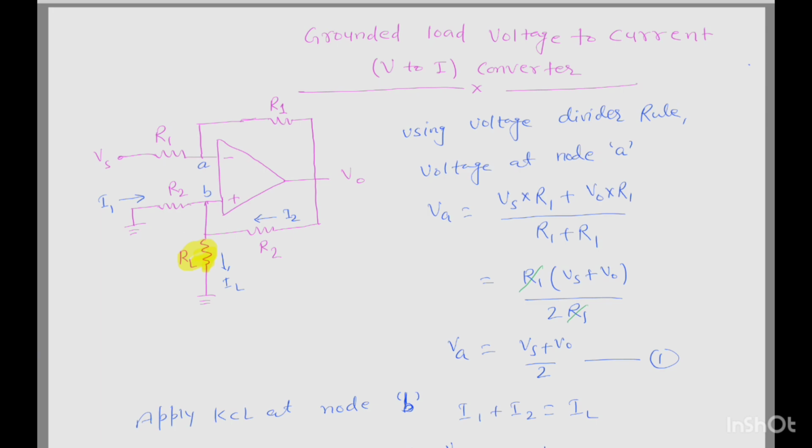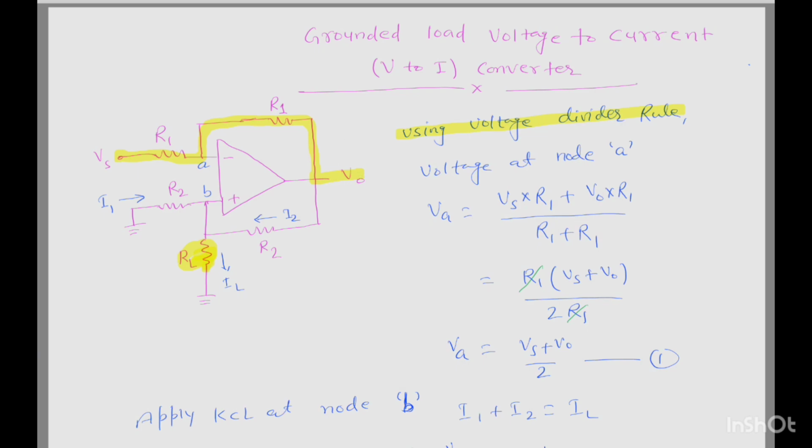We will find out IL upon Vs in terms of resistance R2. First, we will use the voltage divider rule. What is the voltage divider rule? In that resistance R1, the voltage across one terminal is Vs, and the voltage across the other terminal is V0.